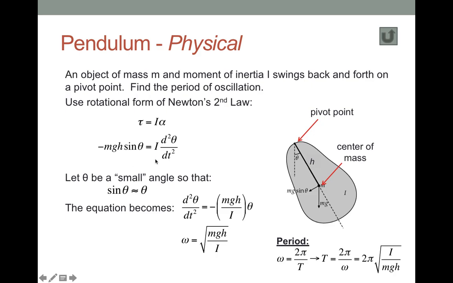So for small angles, I can replace this sine of theta with just theta, and then rearrange and collect terms on one side. And this right here is the same equation we had before, so it'll have the same solution. So for small angles, a pendulum approximates a simple harmonic oscillator, where the angular frequency is given by this, and we rearrange it, and the period is given by this.